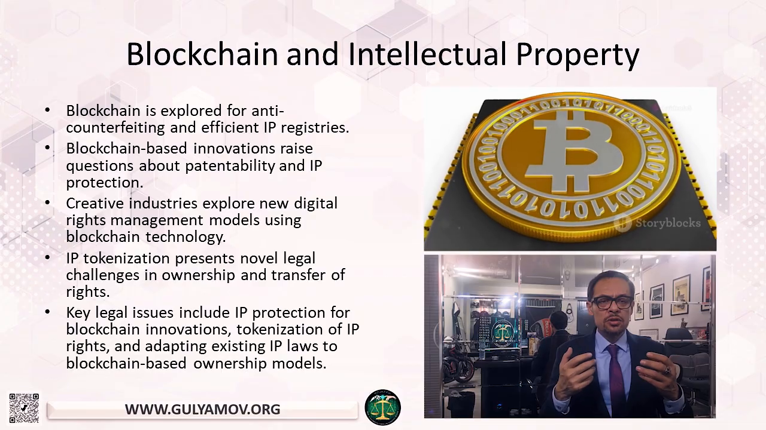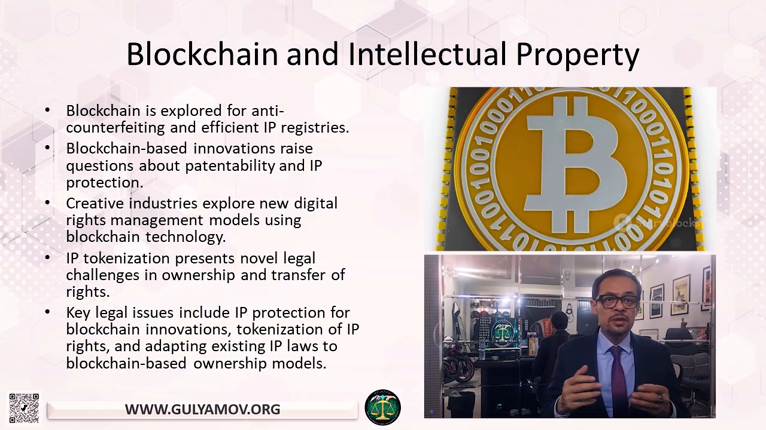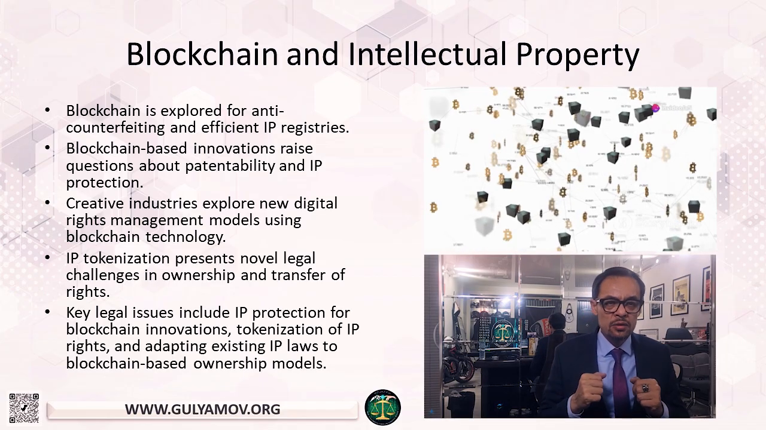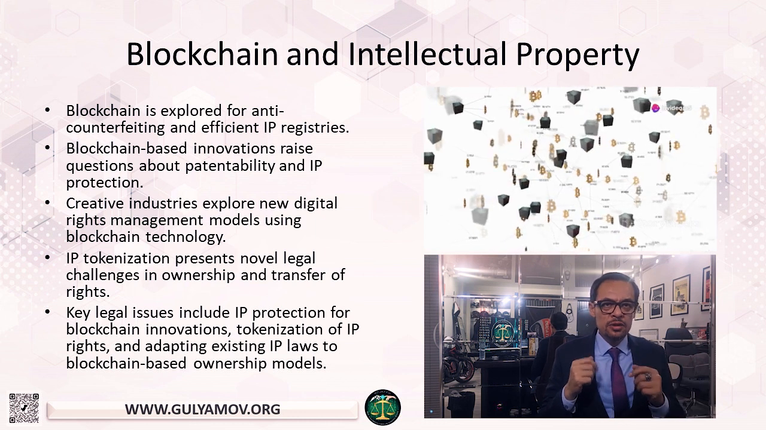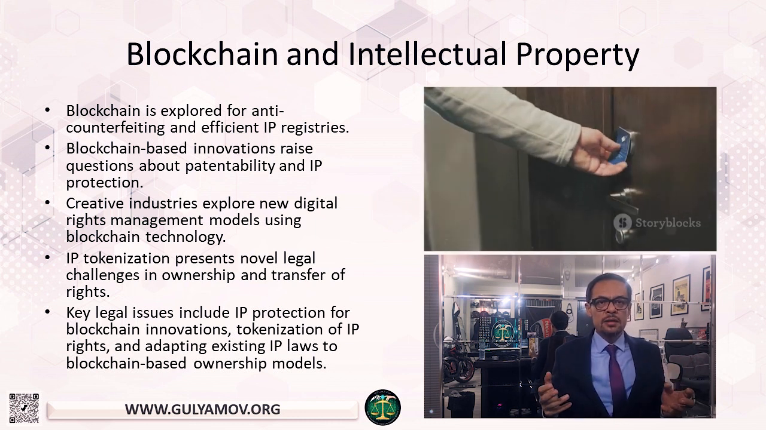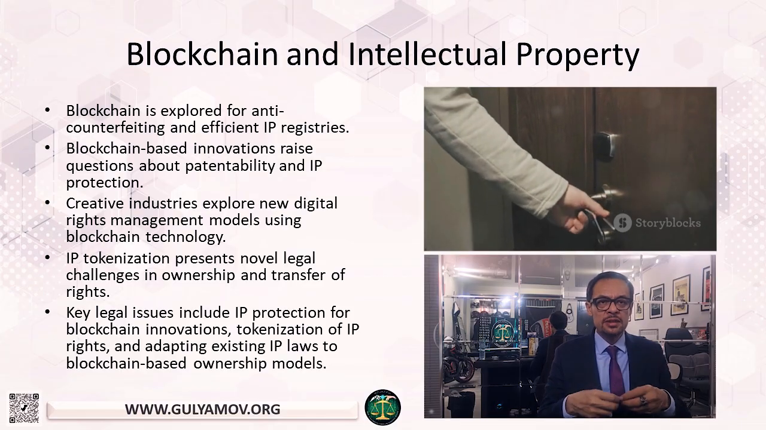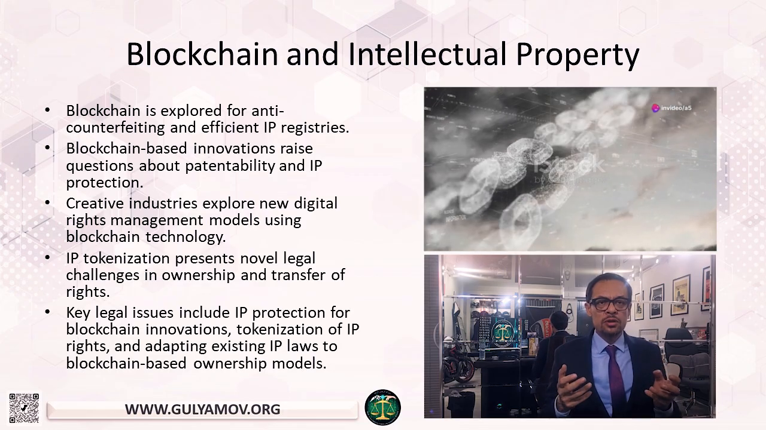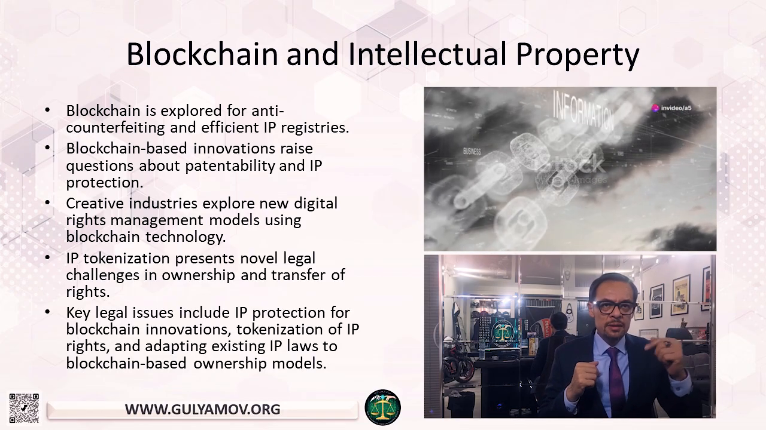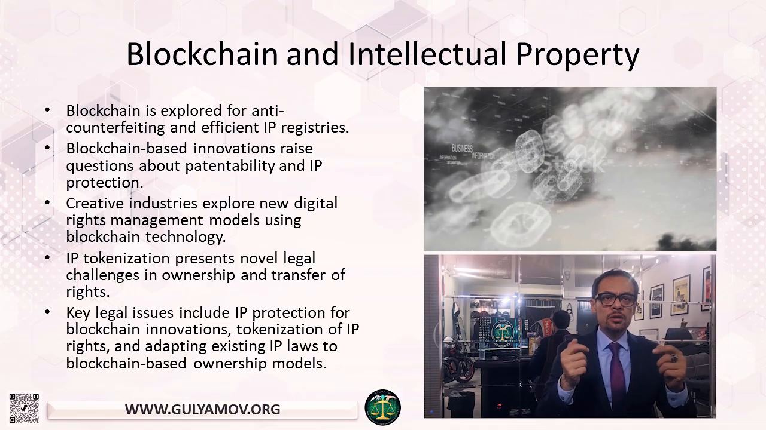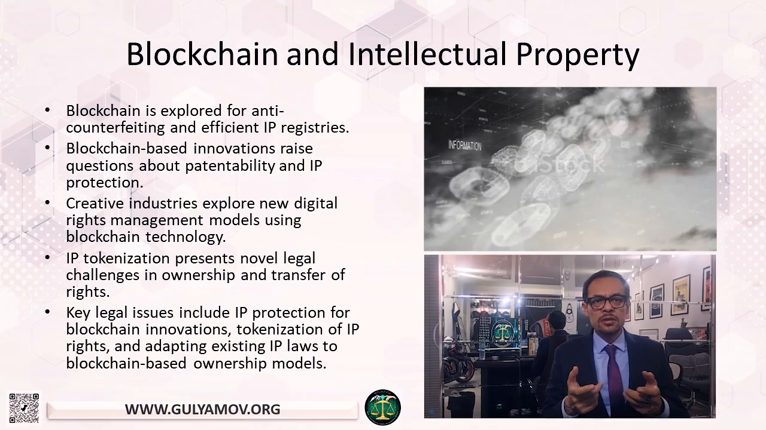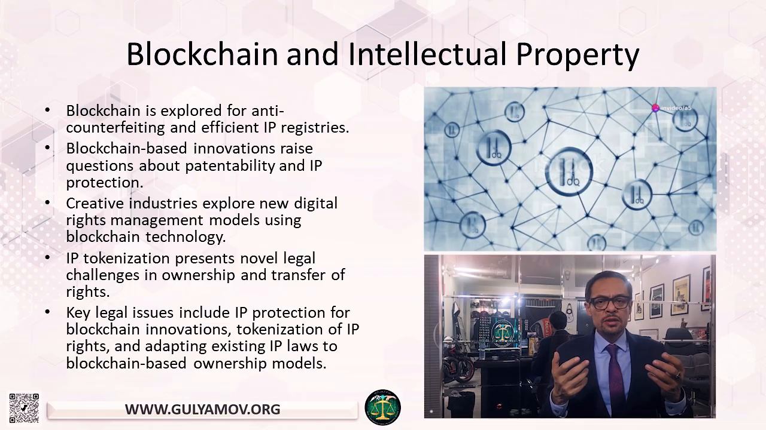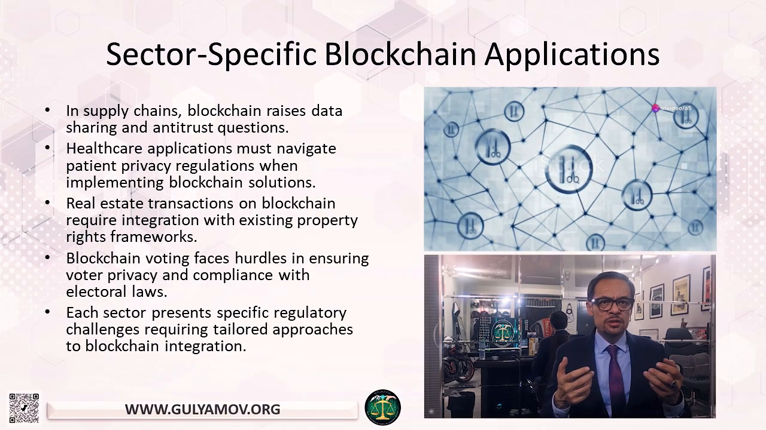The creative industries are exploring blockchain for new digital rights management models, potentially transforming how we handle copyrights in the digital age. The concept of IP tokenization introduces unprecedented legal challenges in ownership and transfer of rights. As we navigate this new terrain, key legal issues emerge: protecting blockchain innovation, managing tokenized IP rights, and adapting existing IP laws to blockchain-based ownership and licensing models. This intersection of blockchain and IP law demands a delicate balance between fostering innovation and preserving the fundamental principles of intellectual property protection.